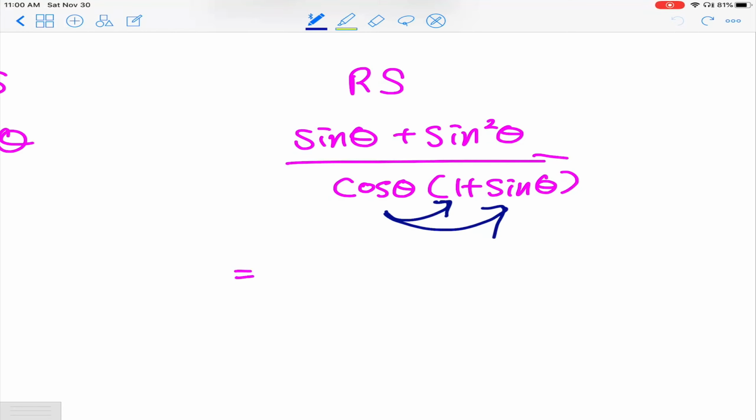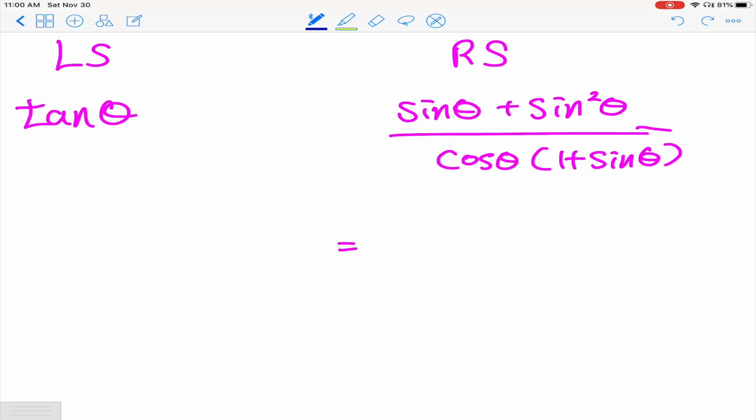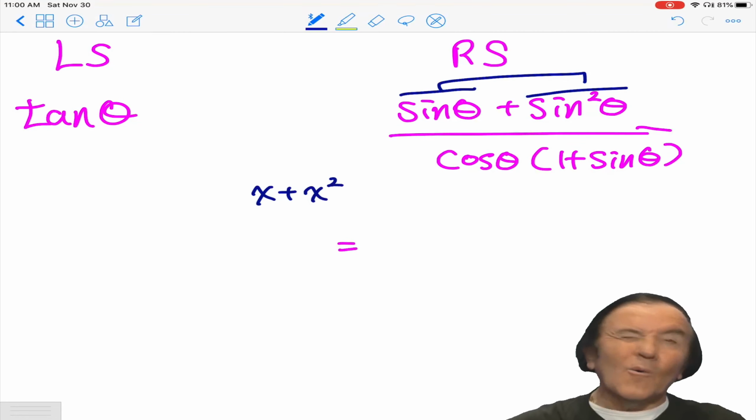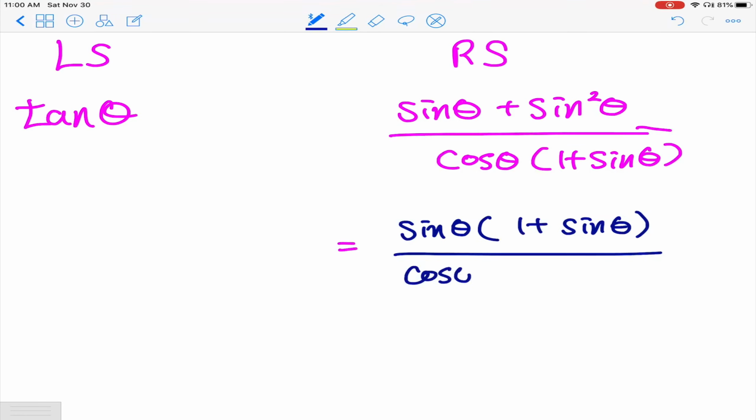So what you may want to try is to see that the tangent actually is sine over cosine. I already have the cosine over there, so if I just get rid of this, then that may be a clue. Then take a look at the sine theta and the sine squared theta. You can factor sine out because it works like x plus x squared. So this will be sine theta factored out, (1 plus sine theta) over cos theta, and then 1 plus sine theta. I just copied it.